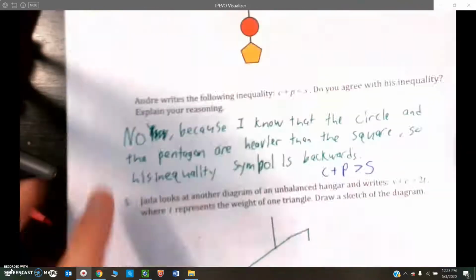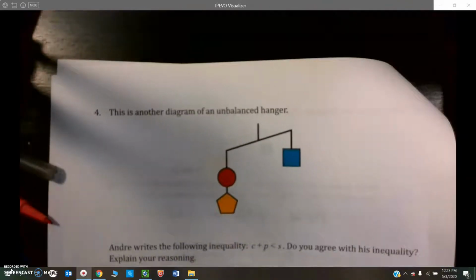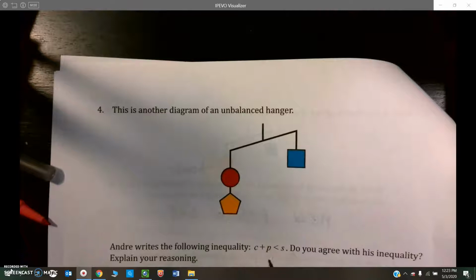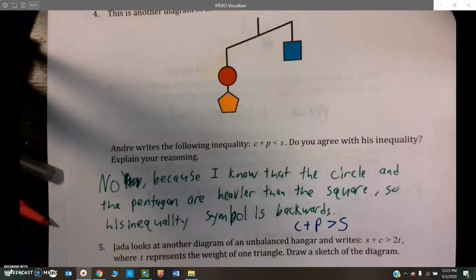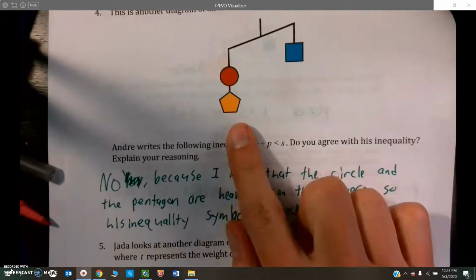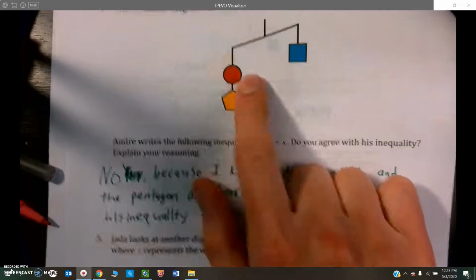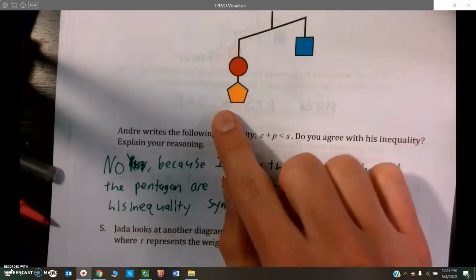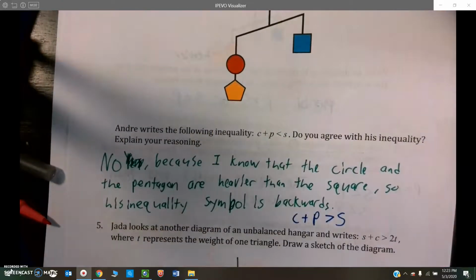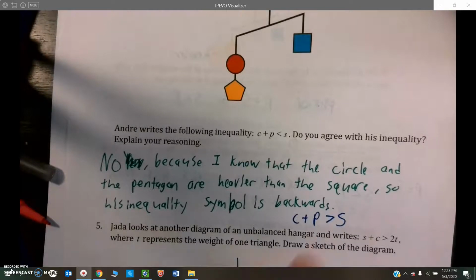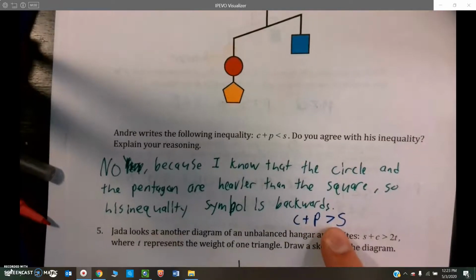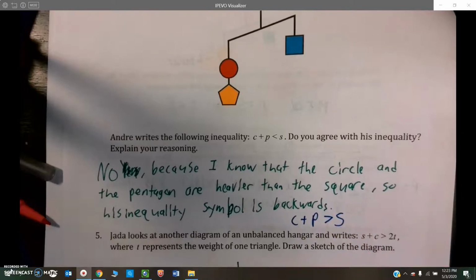All right, so now here we have a hanger, and Andre wrote, circle plus pentagon is less than square. Do you agree? So go ahead, take the time to answer this now, and then you can resume to check. I said no, because I know that the circle and the pentagon are heavier than the square, right? We just talked about that on the last page, and once again, we can see that it's weighing down the square, so it's heavier. So his inequality symbol is actually backwards. It should be circle plus pentagon is greater than S.